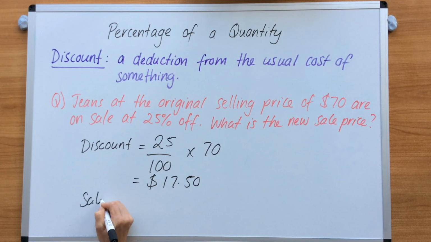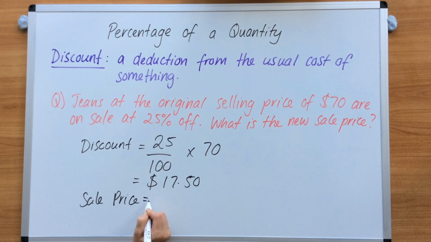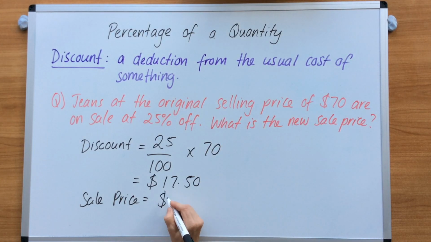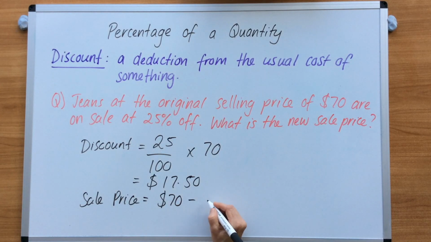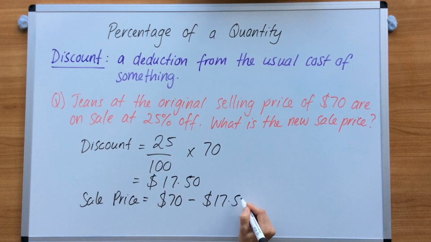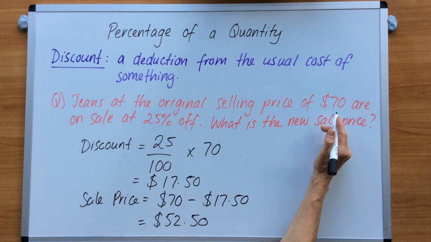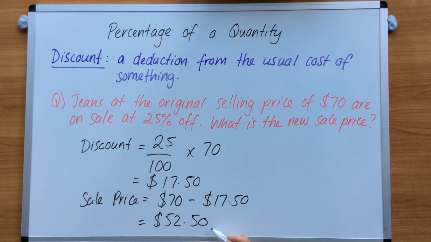Now the new sale price is what we're being asked to find. What is the new sale price? So in this case, we take the original sale price of $70 and subtract what we've just figured out is the discount. And we go $70 minus $17.50, and the answer is $52.50. This is the new price you're going to pay for those $70 jeans because they are 25% off. So a discount is a decrease in price, a decrease of an amount.